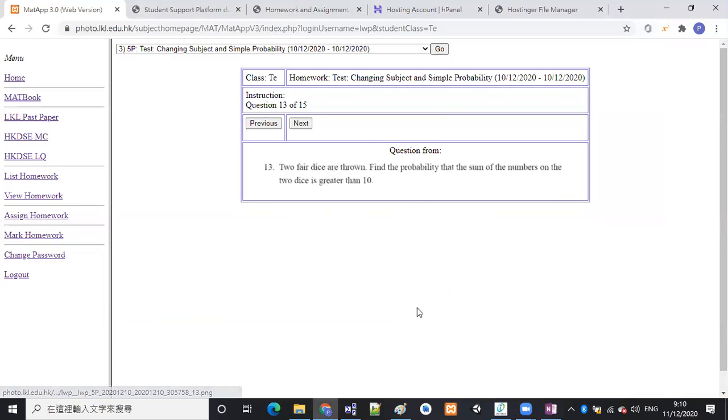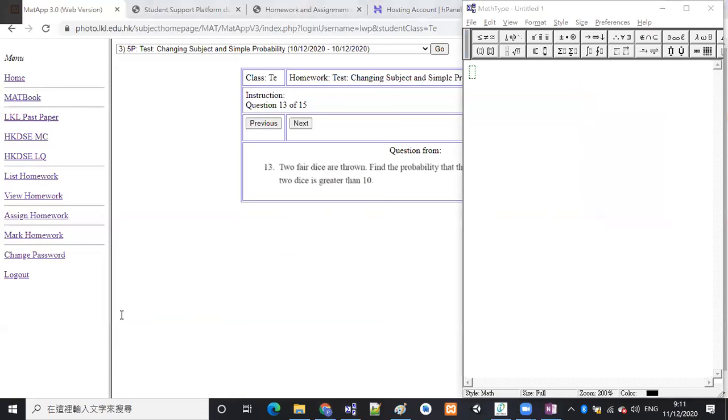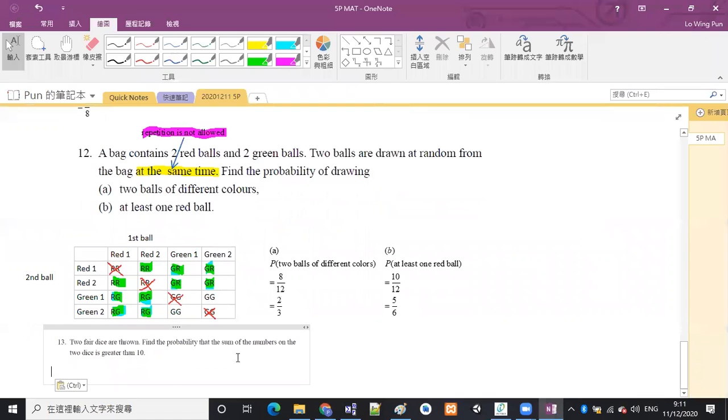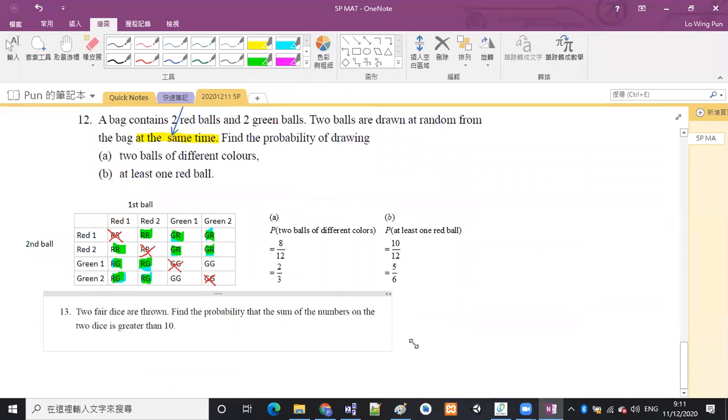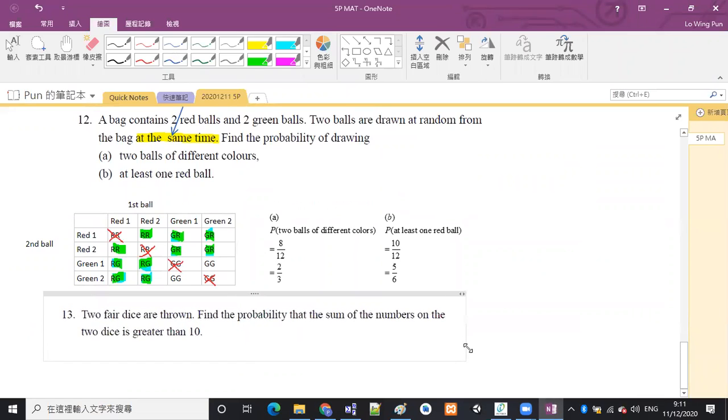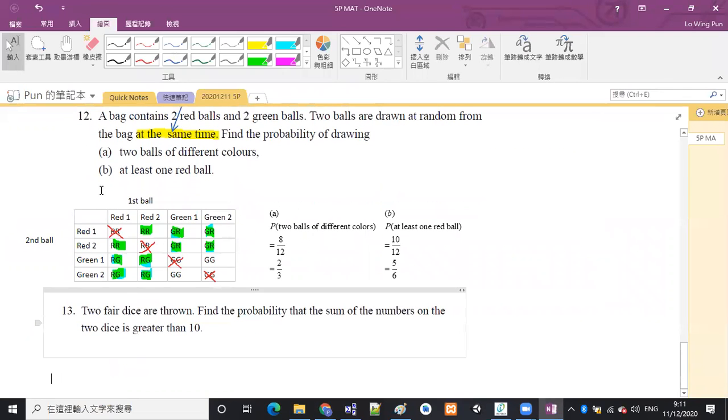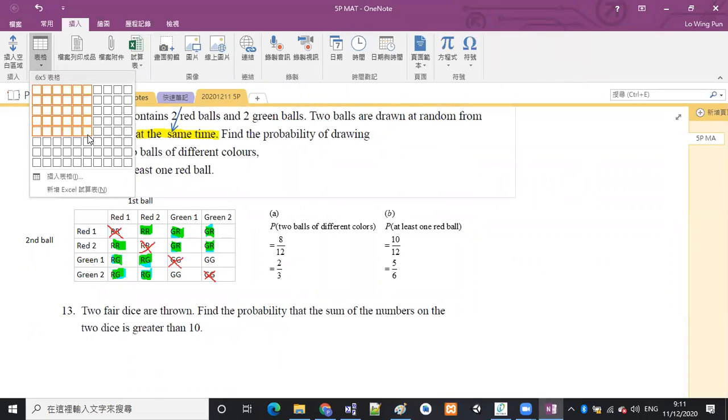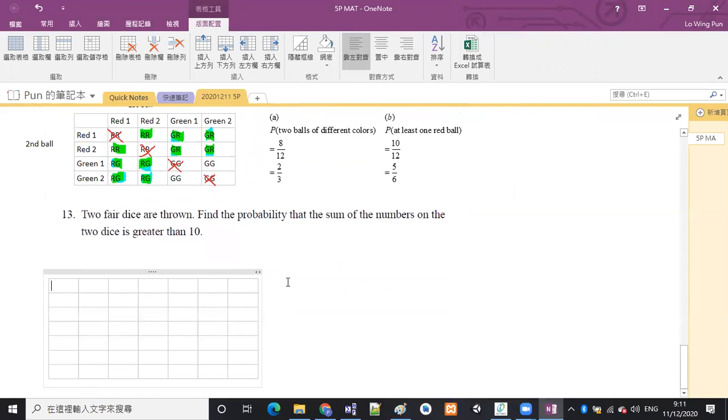Question 13. Okay, throwing dice again. Two fair dice are thrown. Find the probability that the sum of the numbers on the two dice is greater than 10. So we have two things, two selections. Okay, then we are going to use a table here. For each throw, each die has 6 outcomes, right? So it will be like this.